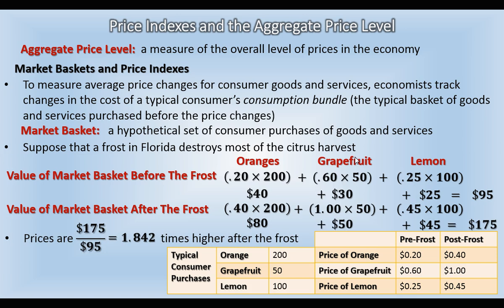Now, in order to figure out how much prices have gone up, we take the post-frost value of the market basket as a proportion of the pre-frost value of the market basket, which was $95. And that gets us to 1.842, and that tells us that the value of the market basket after the frost was 1.842 times that of the value of the market basket before the frost. So prices in this case have increased by 84.2%.